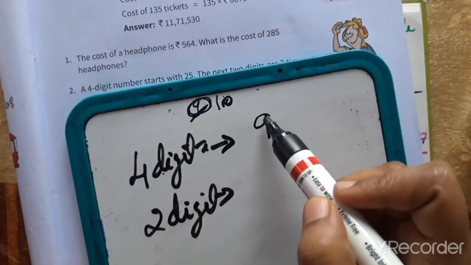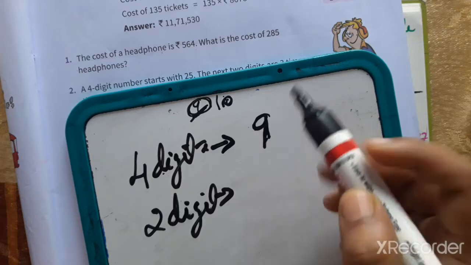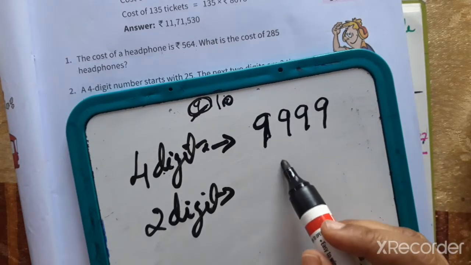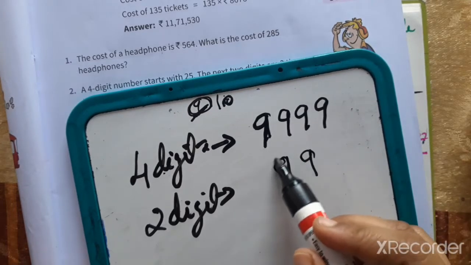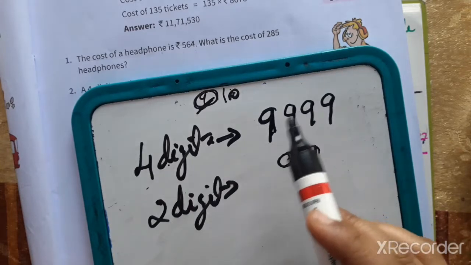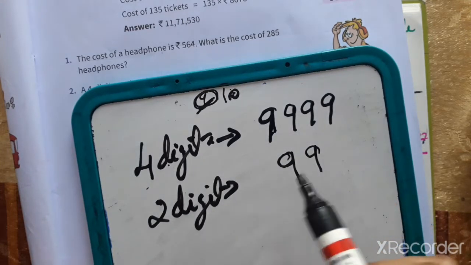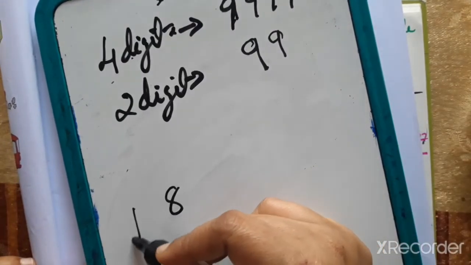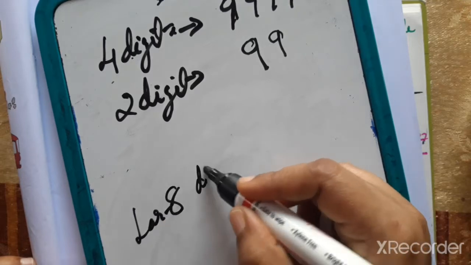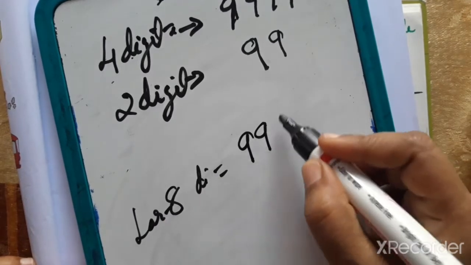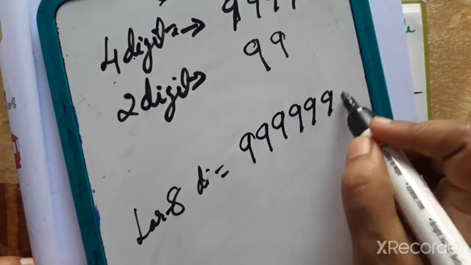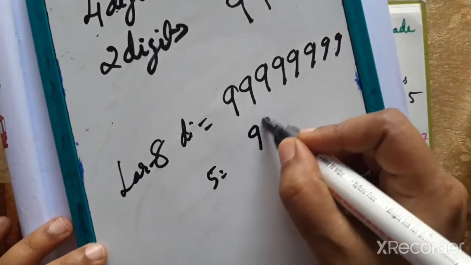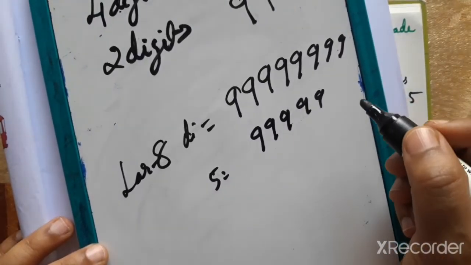So largest 4 digit means we have to write 9 four times. 1, 2 times 9, 3 times 9, 4 times 9. Largest 2 digit means we have to write 9 two times, 99. Largest 4 digit means 4 times 9. Largest 2 digit means 2 times 9. Largest 8 digit number means 8 times 9. Largest 5 digit number means 5 times 9.